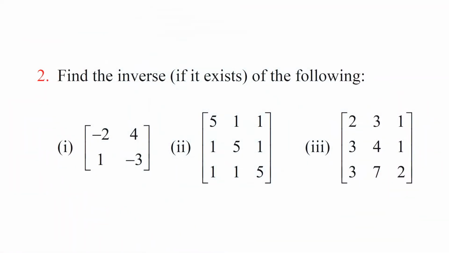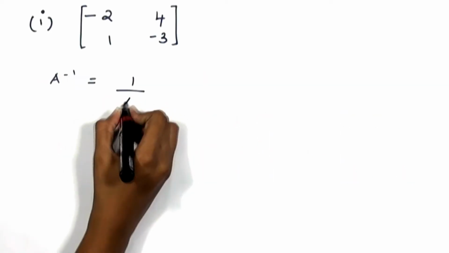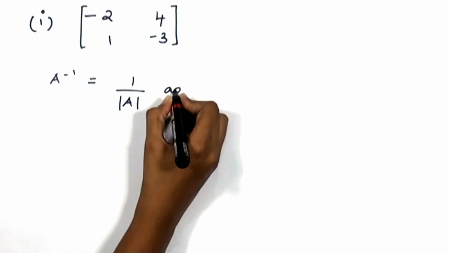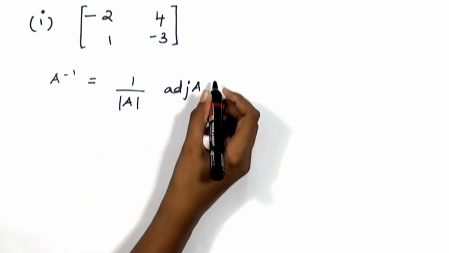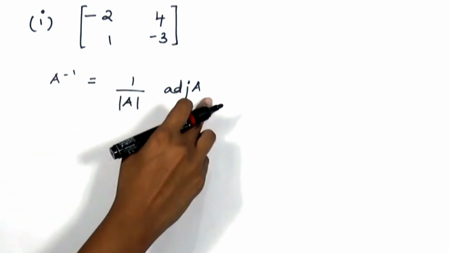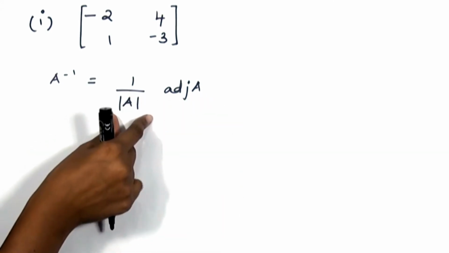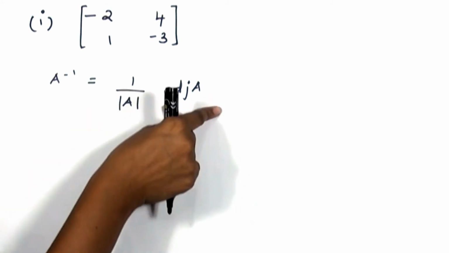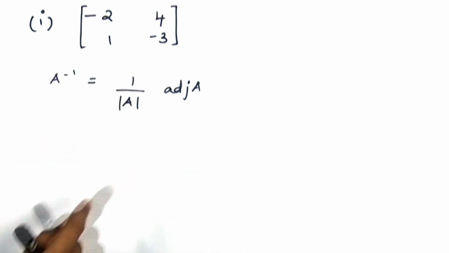Now we will be moving on to the second sum of exercise 1.1. Find the inverse of the following. So the first sum is a 2 into 2 matrix. In order to find the inverse, we have a specific formula. A inverse is equal to 1 by A determinant into Adj. First we will have to find out A determinant and find out adjoint A and then multiply them.